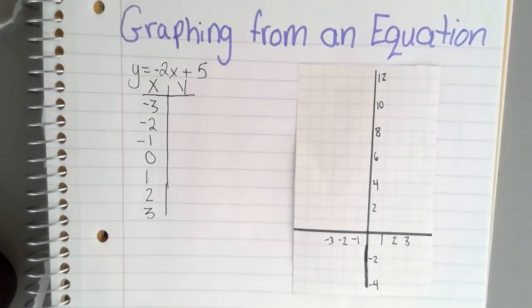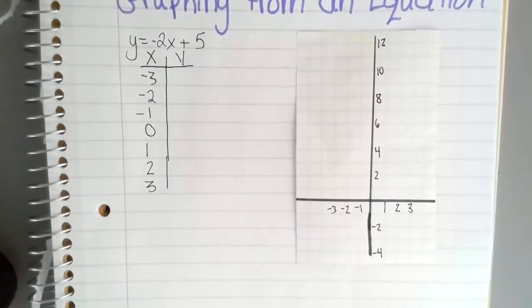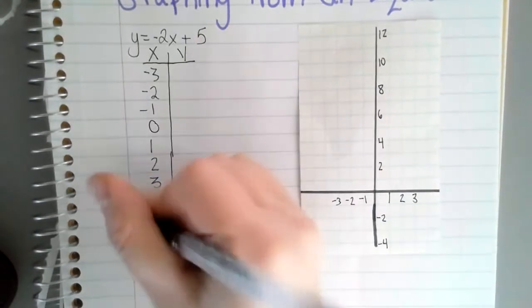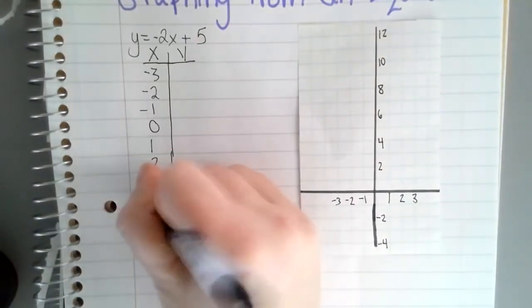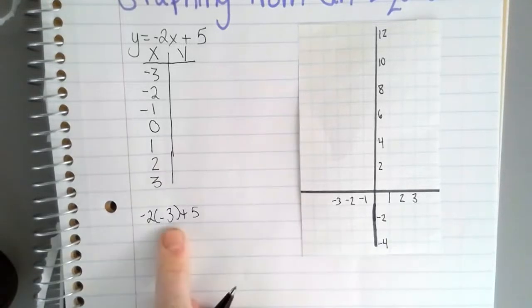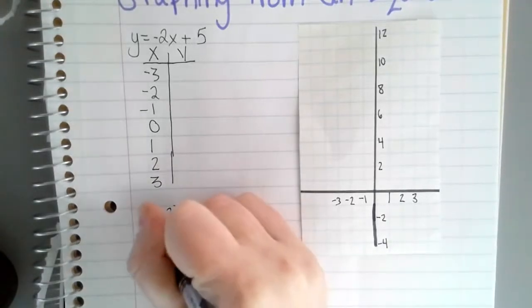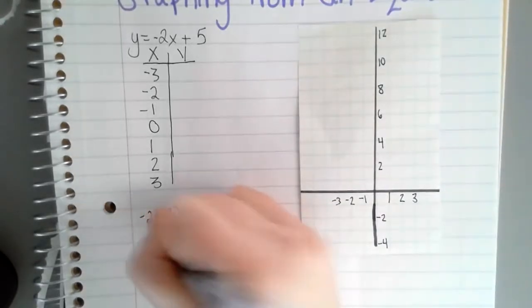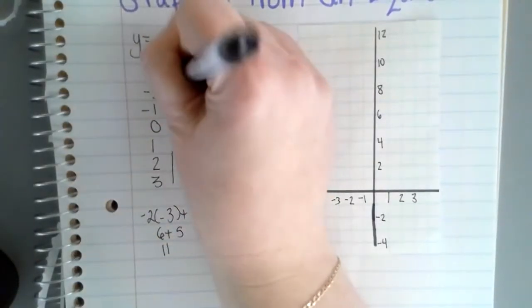So in order to fill in your table of values, you're going to substitute your value in the x column for your x in your equation. If you were to write it out, it's going to look something like this. So we're going to have negative 2 times negative 3, which is positive 6, plus 5, which in this case is going to give us 11. So that's what's going in my first column here.